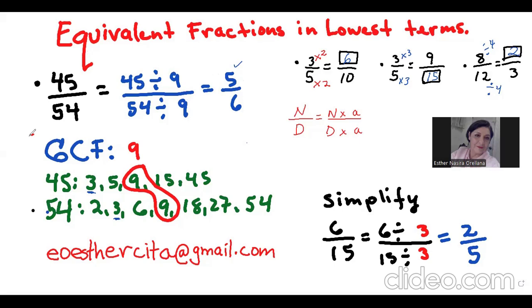Like the example that I have here, 6 and 15. We know that 6 and 15 are in the table of 3. So I'm going to divide by 3. 6 divided by 3 is 2. 15 divided by 3 is 5. So 6/15 and 2/5 are equivalent fractions. And this is in lowest terms.